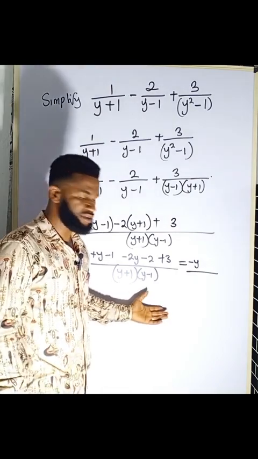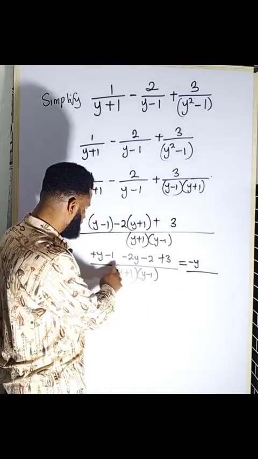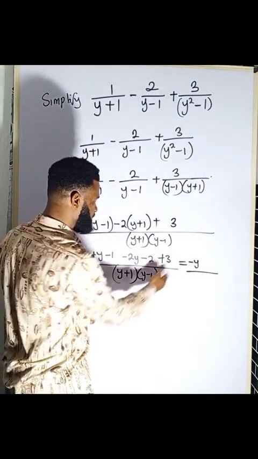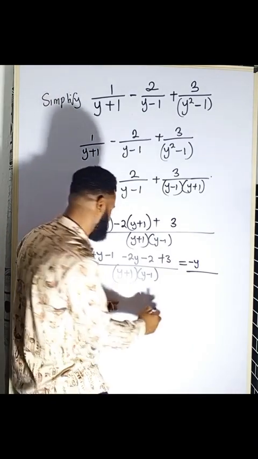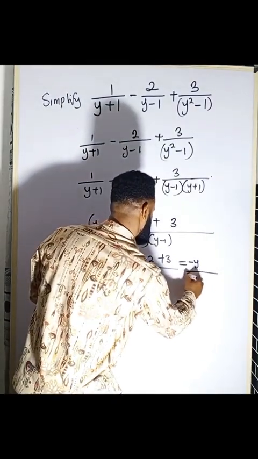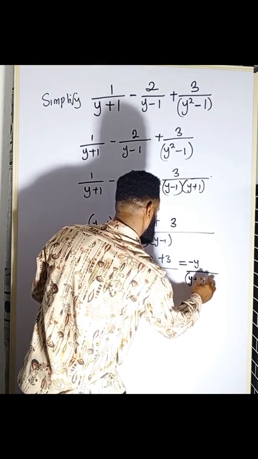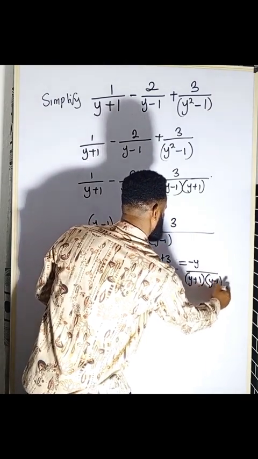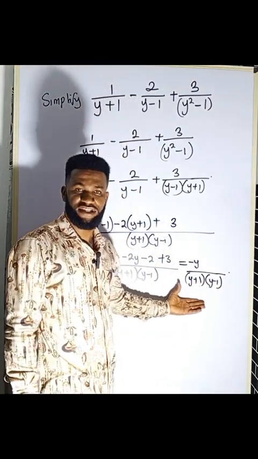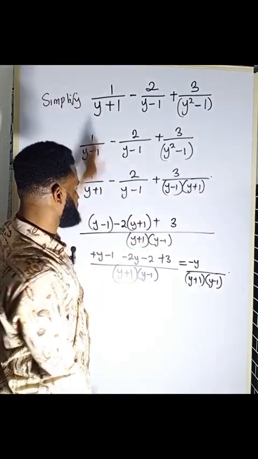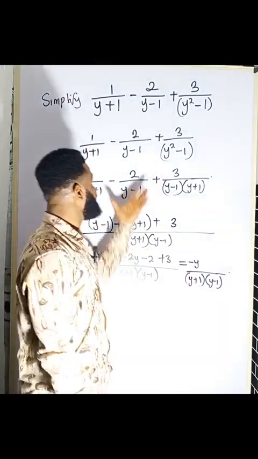Okay, so at this point, now I have simplified everything, and everything gave me minus y. And then I will bring down the denominator. So this is y plus 1, then y minus 1. This is the answer when you simplify this. We can't simplify any further. And this is the answer.